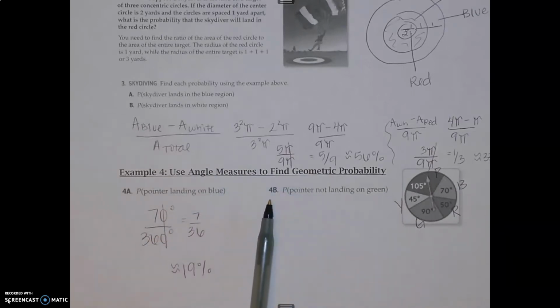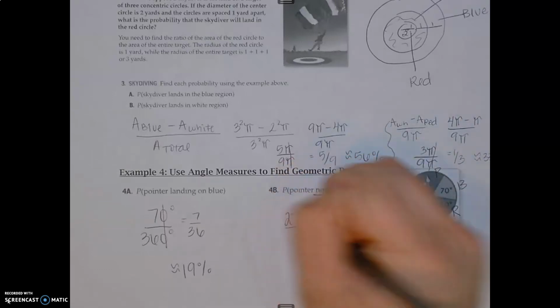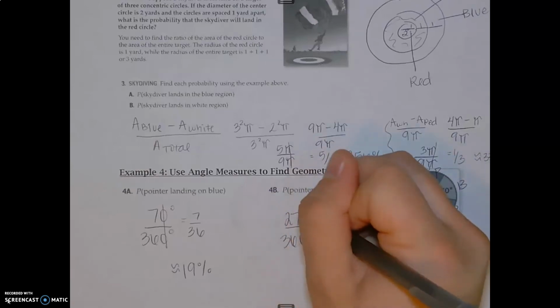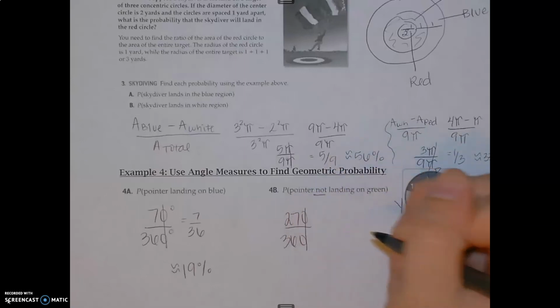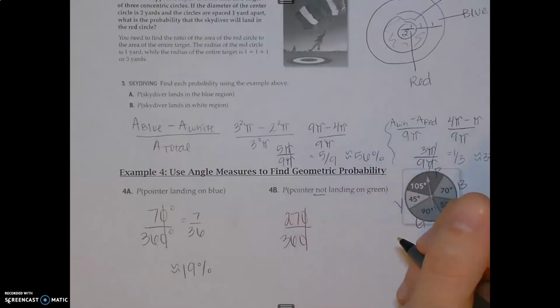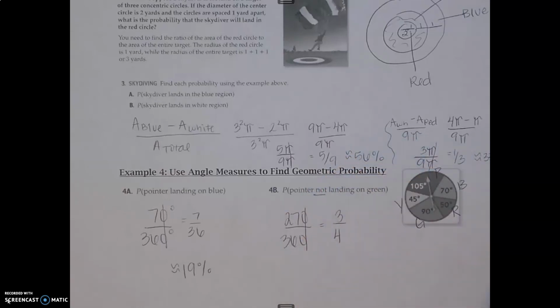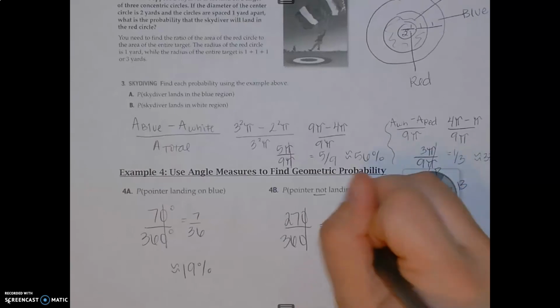So for example 4B, it says the probability that the pointer will not land on green. This is important. So we're okay with it landing on anything besides green. So if 90 degrees is green, that means the sum of the rest of these would be 360 minus 90, which gives us 270, over the total, which again is 360. We can divide out by 10, which gives us 27 over 36, which we can simplify down to 3/4. And 3/4 expressed as a percent is 75.